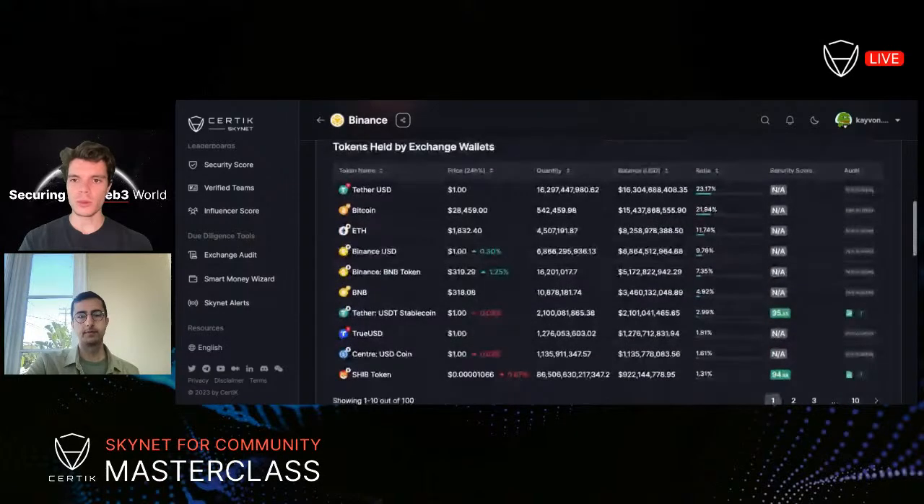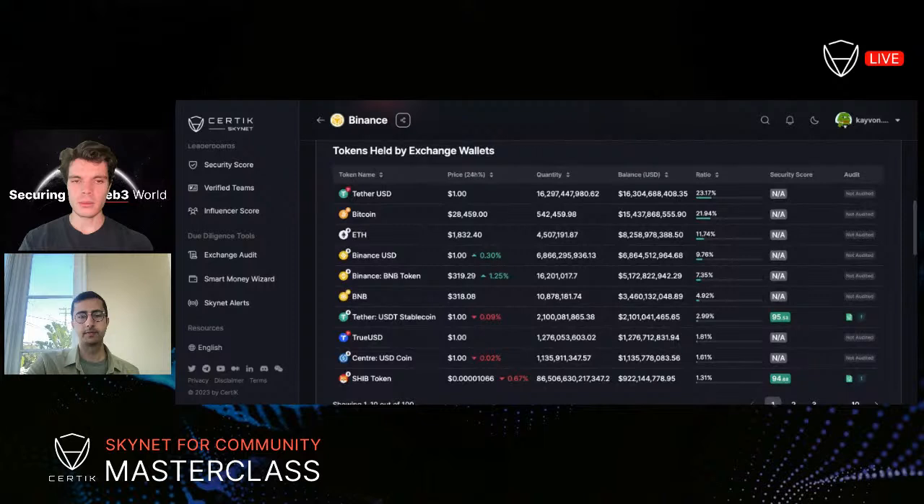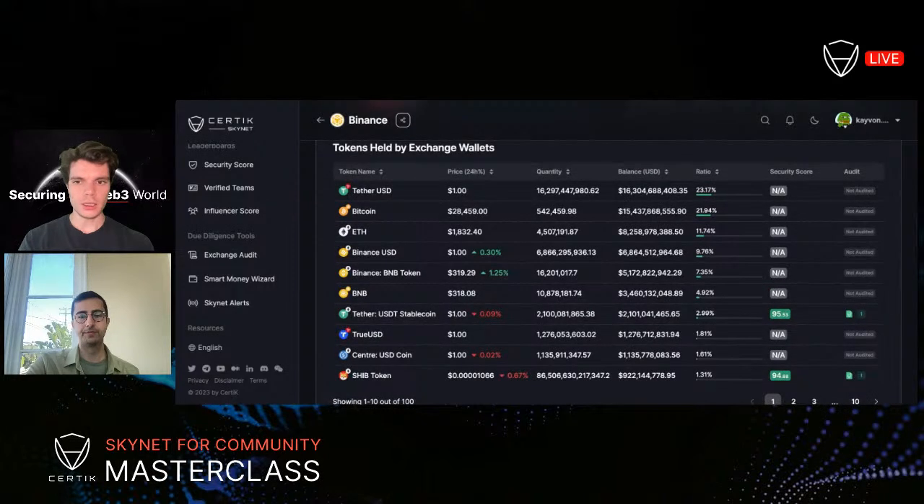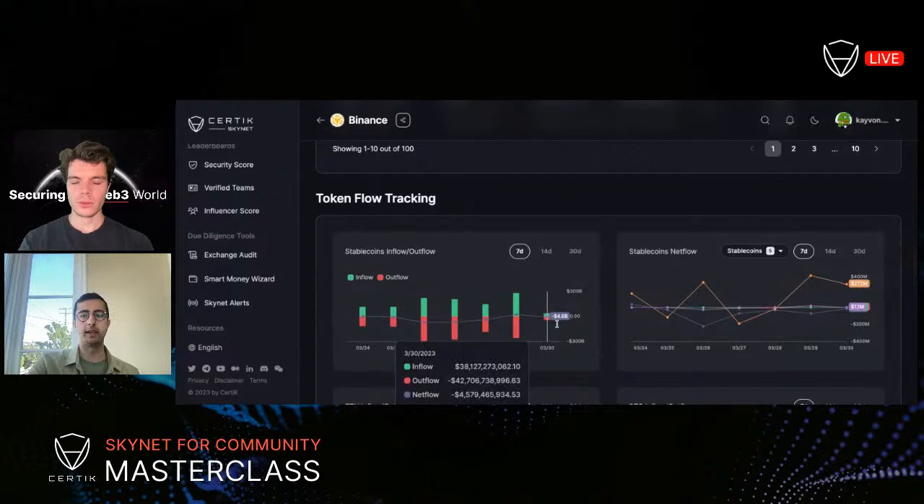So okay, again, we've got a list of the major tokens by volume. And we can also see their corresponding information: have they been audited by us? Do they have a security score? All that information, the percentage ratio. So this is just a different way of visualizing it, right? If you want more of that numerical, table-style breakdown, you're able to get that here.